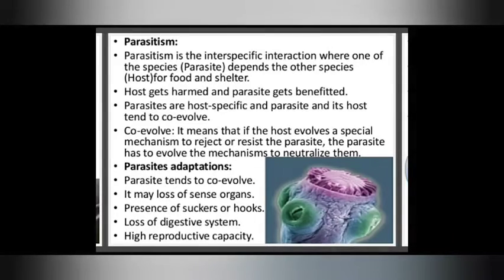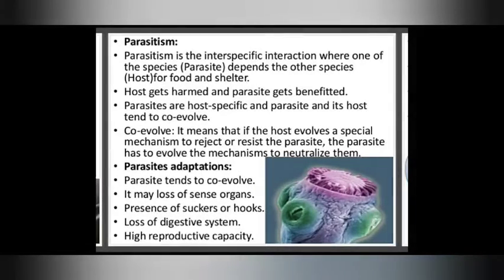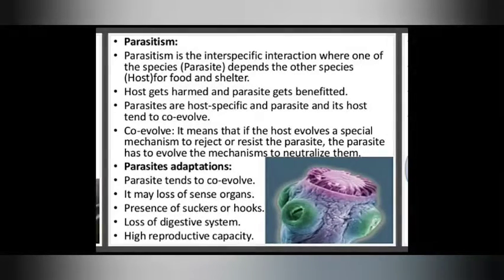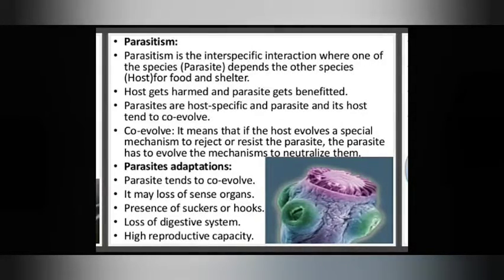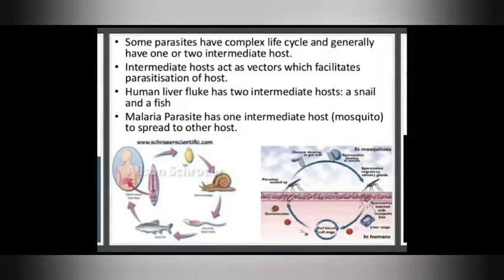What is coevolve? Coevolve means that if the host evolves a special mechanism to reject or resist the parasite, the parasite also has to evolve mechanisms to neutralize them, which is called parasite adaptations. It may be in the form of loss of sense organs, presence of suckers or hooks, loss of digestive system, high reproductive capacity, all these things.